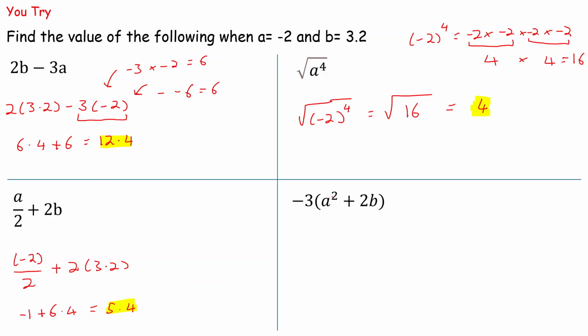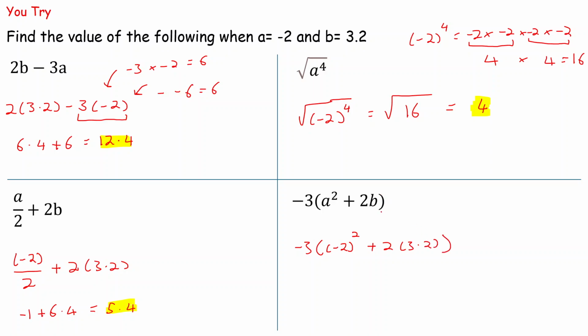Last but not least, it looks a bit trickier, but just go through it, substituting in the values of a and b with their numbers. So we've got minus 3 bracket a squared, where a is equal to minus 2. So you replace a with minus 2. We're then squaring that minus 2, and we are adding on 2 lots of our b value. B is equal to 3.2. Okay, and then we close the main bracket.